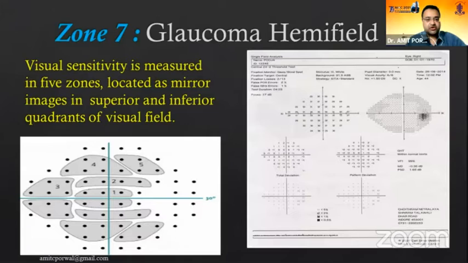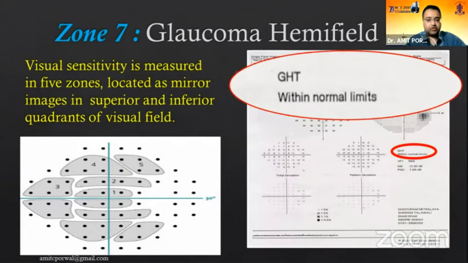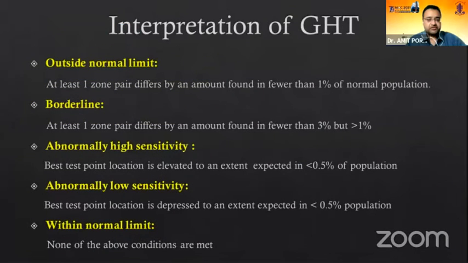Zone 7, coming to the glaucoma hemifield test: basically, visual sensitivity is measured in 5 zones which are located as mirror images in the superior and the inferior quadrants of the visual field. And how do we interpret this? The glaucoma hemifield test is interpreted as outside the normal limits, that is, at least one zone pair differs by an amount found in fewer than 1% of the normal population.